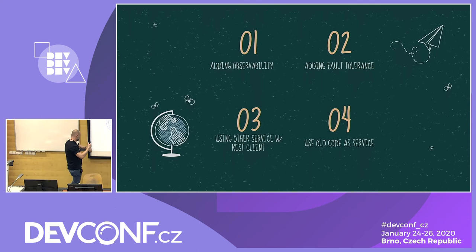I've tried to define some use cases. The first one is the one I was mentioning, and it is about adding observability. Adding observability, what does it mean? Basically, it means adding some cloud-native features to your monolith that will permit you to monitor it. Those are called metrics, health check, and tracing. We will see what I mean later.